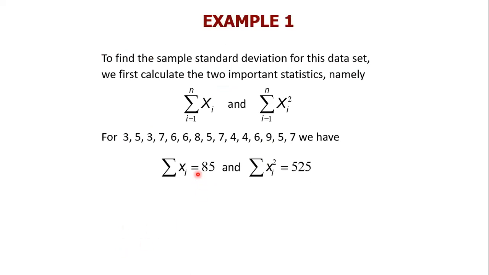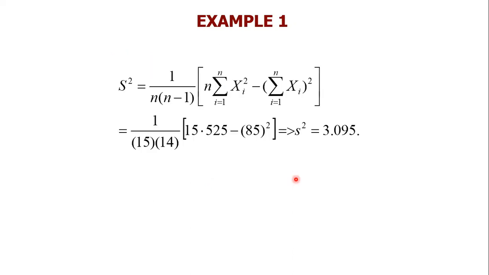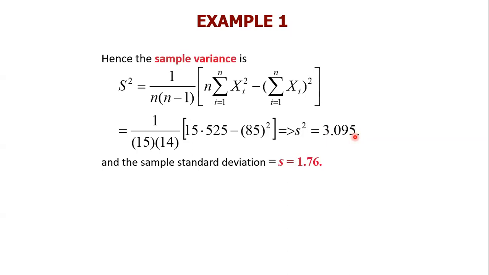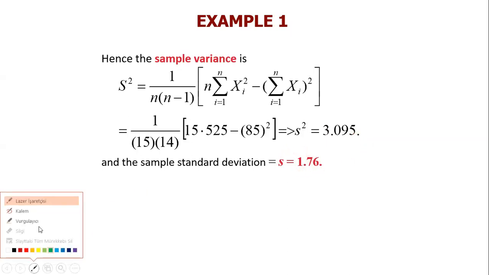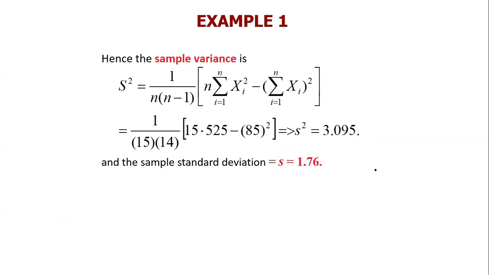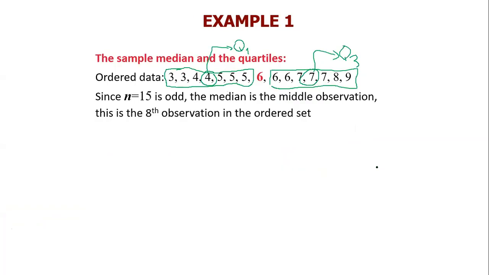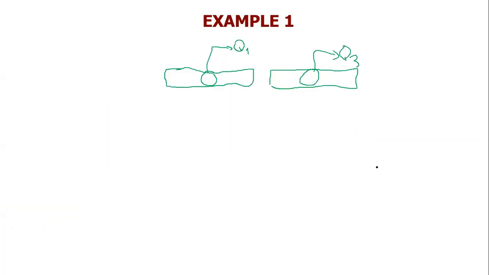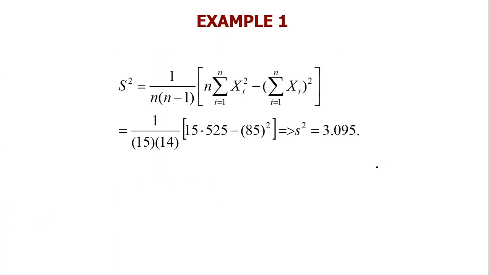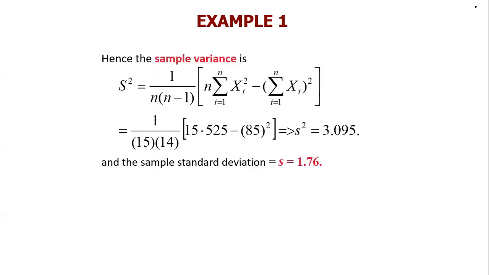The sum of xi's is 85. The sum of xi squared is 525, right? And it turns out that the sample variance is 3.095. If you take the square root of this, the sample standard deviation is 1.76. Again, what does this mean? This means that on the average, our, sorry, I just forgot what the sample mean is. Okay, 5.67. So my average is 5, right?